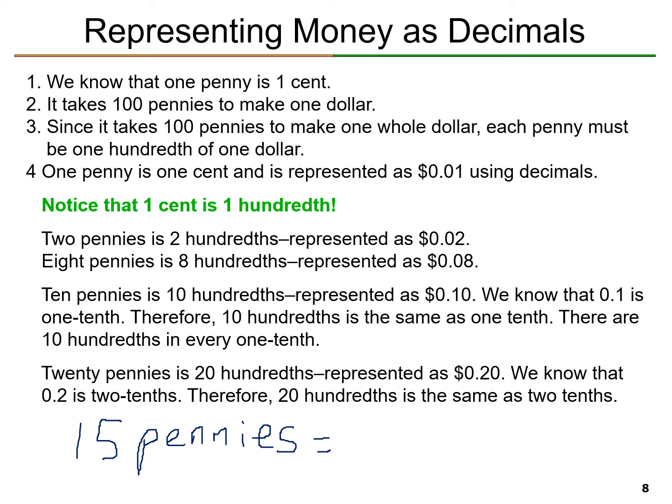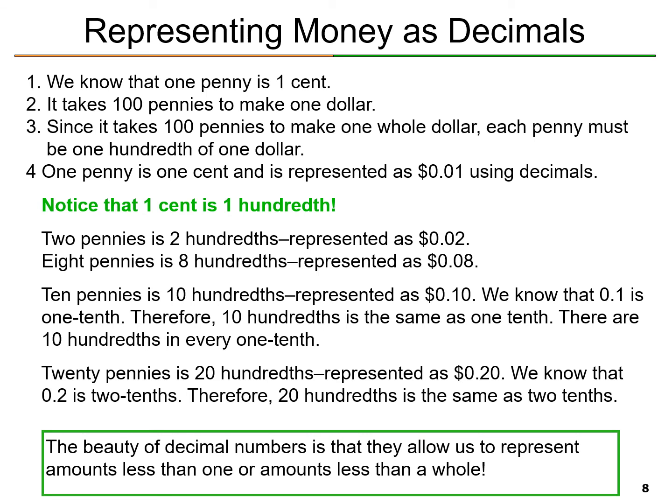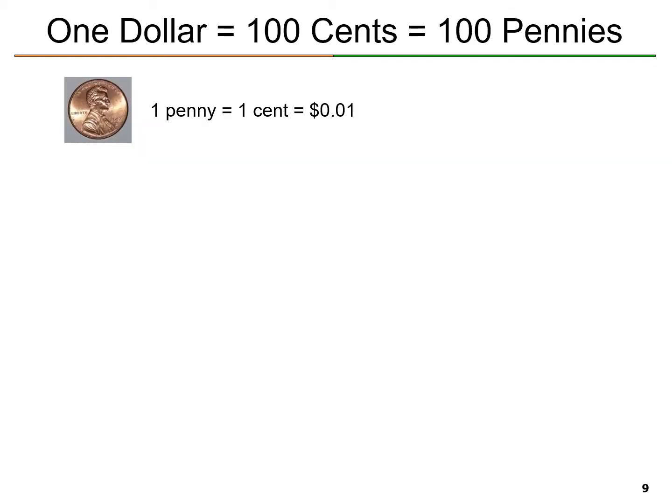Okay, let me erase this. The beauty of decimal numbers is that they allow us to represent amounts less than 1, or amounts less than a whole. $1 is equal to 100 cents, which is equal to 100 pennies. So we see that 1 penny is equal to 1 cent. It's equal to 1/100th of a dollar.